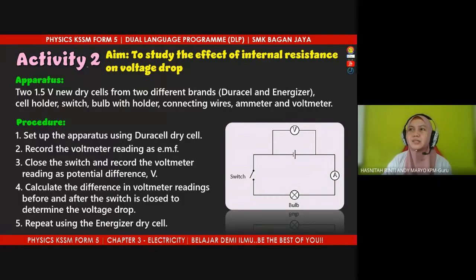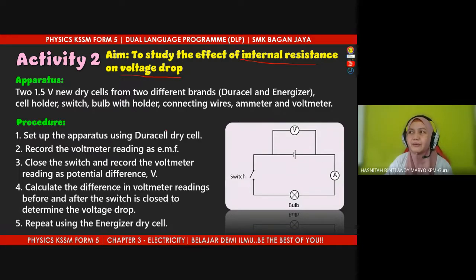Okay, so this is activity 2, the second activity, to study the effect of internal resistance on voltage drop. So there are two terms there. The first one is internal resistance. The second term we have is voltage drop. So what is internal resistance? What is voltage drop? We are going to discover it in this second activity. So this is the circuit provided related to this activity. So we set up the apparatus using a Duracell, right?